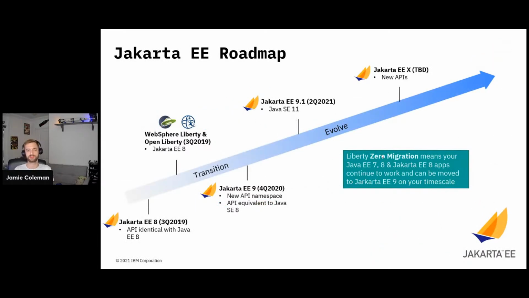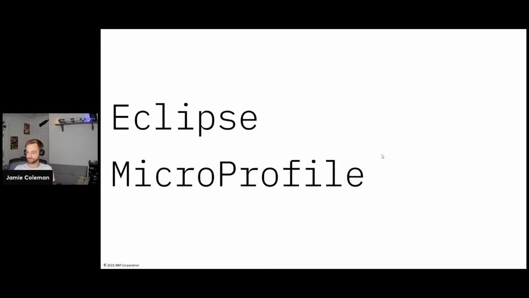Okay, so this is the Jakarta EE roadmap. It came out in 3Q 2019. That's when we first supported Jakarta EE 8. And the great thing about using, say, Open Liberty, which is the runtime we're going to use today, is it has zero migration. So you can move from an older version of Jakarta EE up to a later version and not have to worry about all your code breaking.